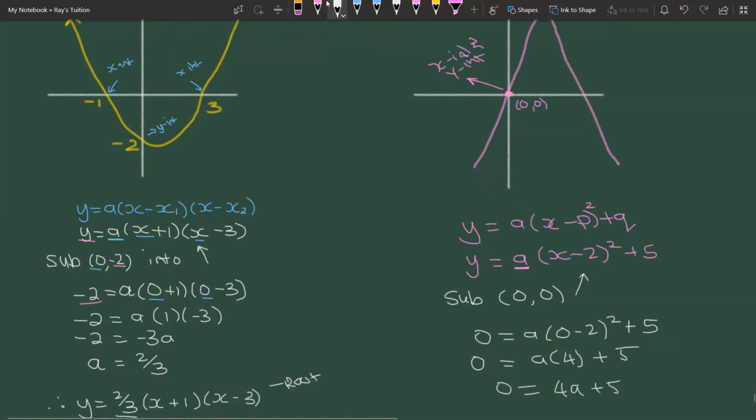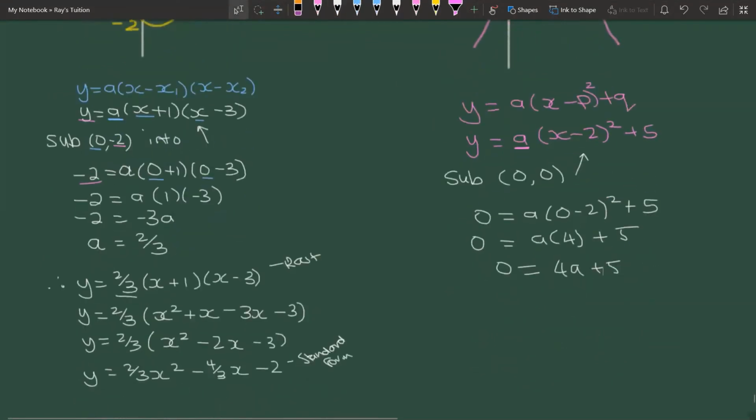Let's solve for that a. So we take the 5 over. So negative 5 is equal to 4a. So a is equal to negative 5 over 4. So that means our equation is y is equal to minus 5 over 4, (x minus 2) squared plus 5. Again, if you want to get it in another form, you can just multiply it out.